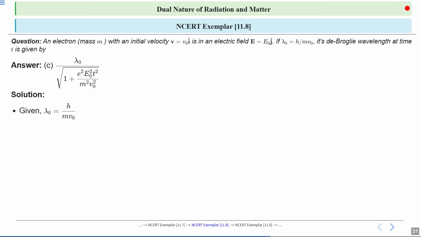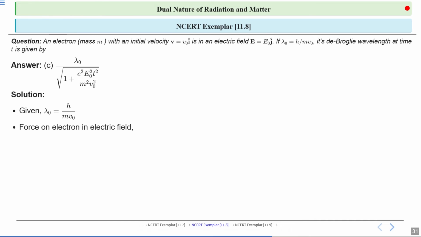Okay. So what is given in the question? Lambda naught equal to h upon m v naught. Here h is the Planck's constant, m is the mass of electron, and v naught is the initial velocity of the electron. Okay, so let's consider the force acting on the electron in an electric field.